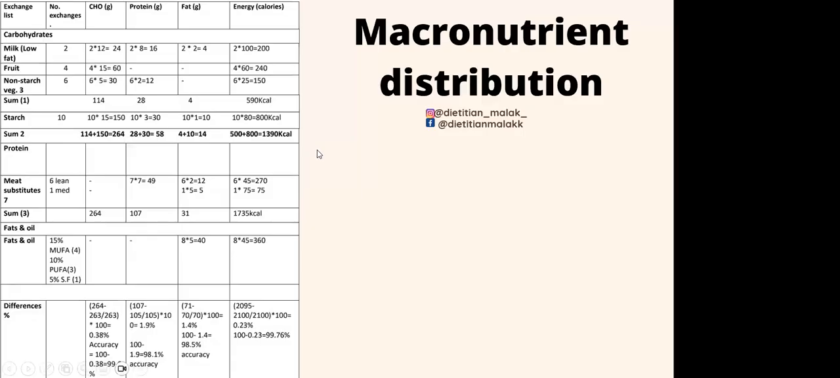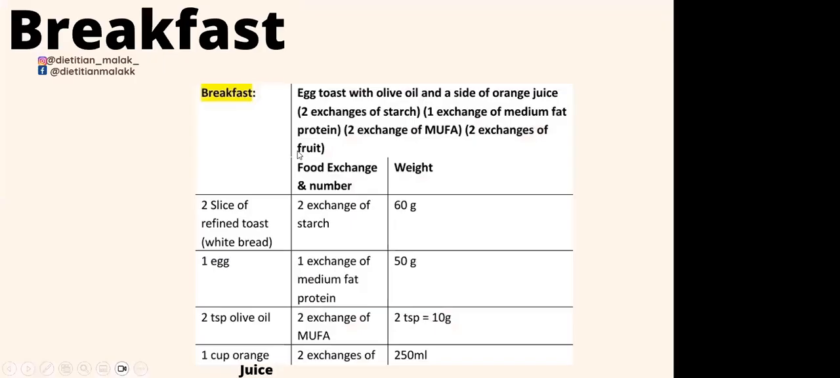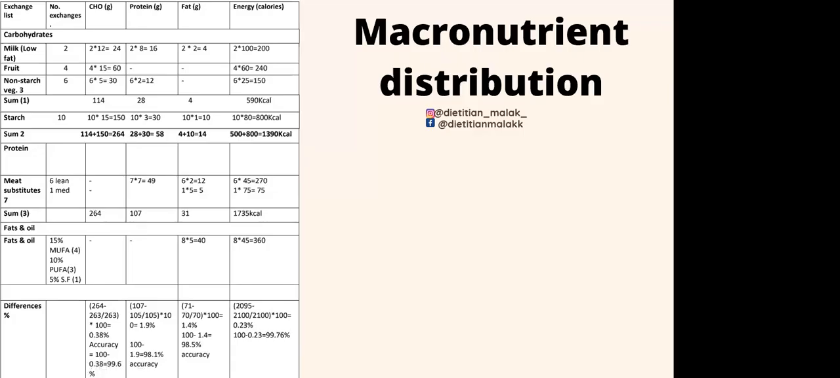You see this table? This is done on the dietitian's end, where we distribute the exchanges, and then we come up with the actual diet plan that gets translated to our patients. So what I want you here to focus on is, if we look at carbohydrates, we limit the milk or the dairy consumption to low fat, because again, we want to avoid saturated fats as much as possible.